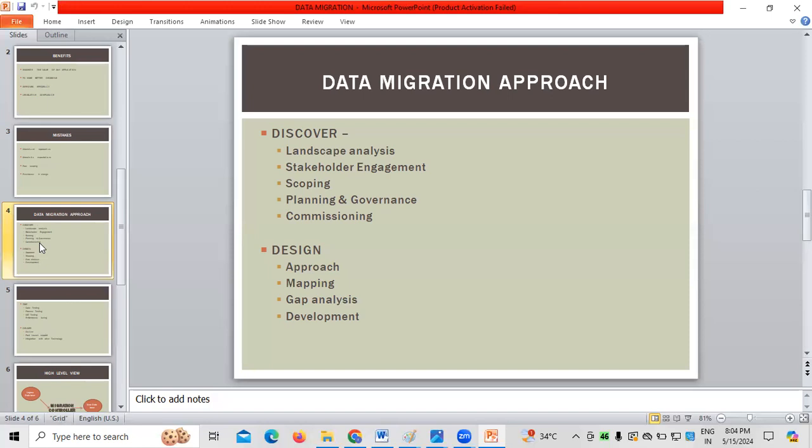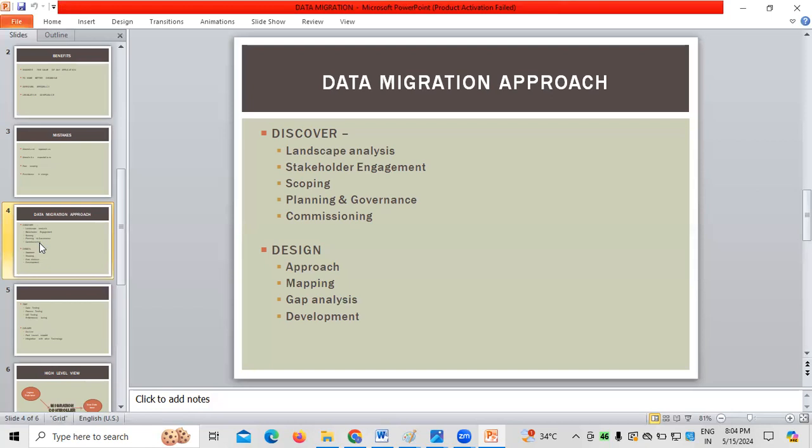For that, there is a matrix which normally we use called the RACI matrix. You can write down RACI, RASCI matrix. RACI stands for: R stands for responsible, A stands for accountable, S stands for support, C stands for consulted, I stands for informed. So this is what we call the RACI matrix.